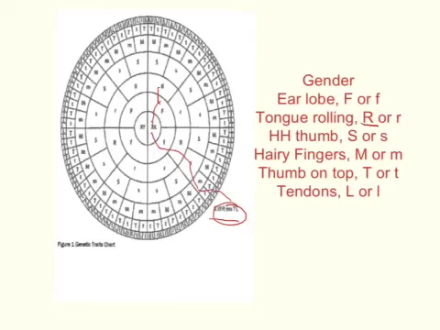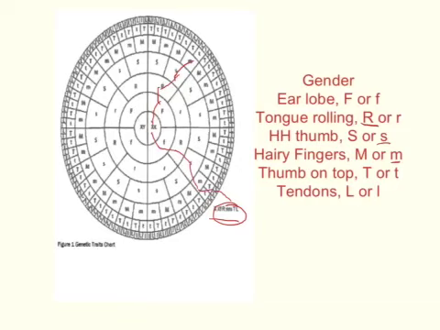Hitchhiker's thumb, I have a hitchhiker's thumb. That's a recessive trait that I inherited from my father, so I would have the little s, or a recessive form of that. Hairy fingers, again, for hairy fingers, if you don't have it, that's a recessive, and so that would be me right there, the recessive or small m.